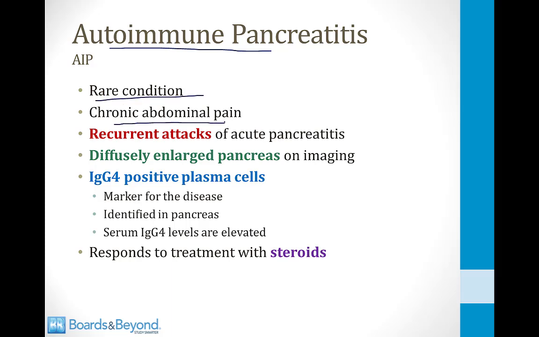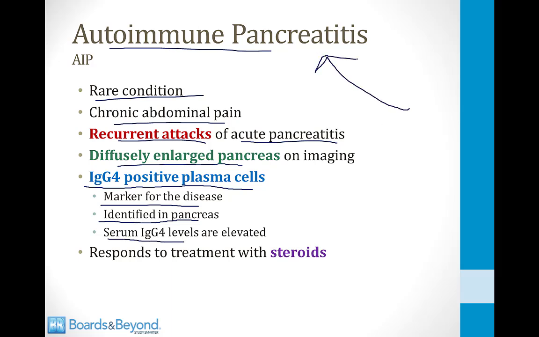Patients with autoimmune pancreatitis have recurrent attacks of acute pancreatitis and a diffusely enlarged pancreas seen on imaging. This is a very rare condition. The thing you need to know about it for step 1 of the boards is that it involves IgG4 plasma cells. These are a marker for the disease. You can identify them in the pancreas, and serum IgG4 levels will be elevated in patients with autoimmune pancreatitis. And it responds to treatment with steroids, which is consistent with the fact that it's an autoimmune disease.